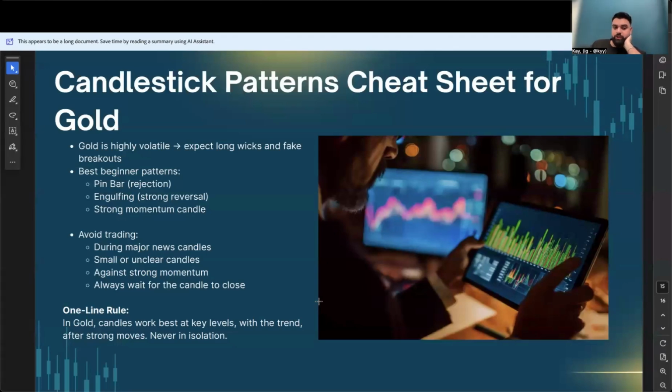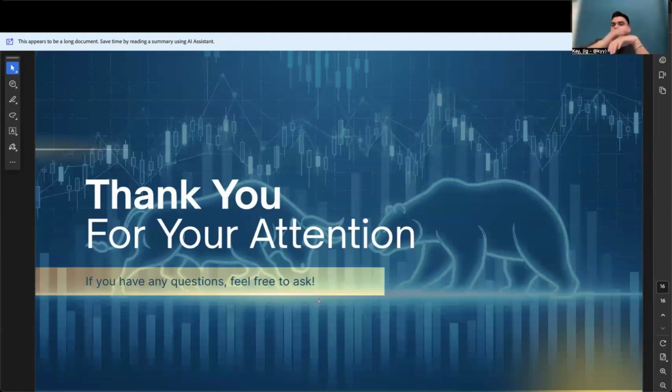One line rule. In gold, candles work best at key levels with the trend after strong moves, never in isolation. So that was all about today's topic on candles.